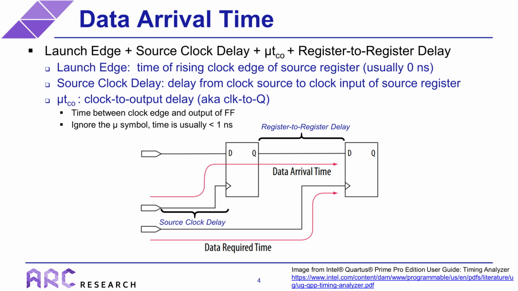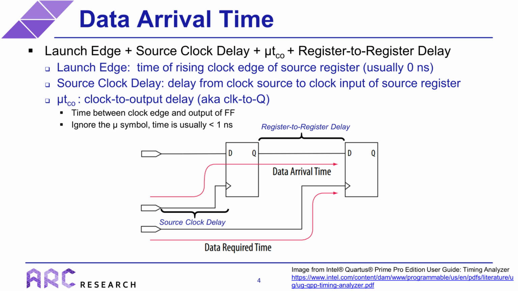This is really just the time it takes after a rising clock edge for the flip-flop's output to change. And the micro part of the name is really a misnomer because these times for modern FPGAs are under a nanosecond, so they are much faster than the micro that the name would suggest. The register to register delay is basically the same as my definition of the time between flip-flops, except my definition included this micro clock to output, or what I called the clock to Q.